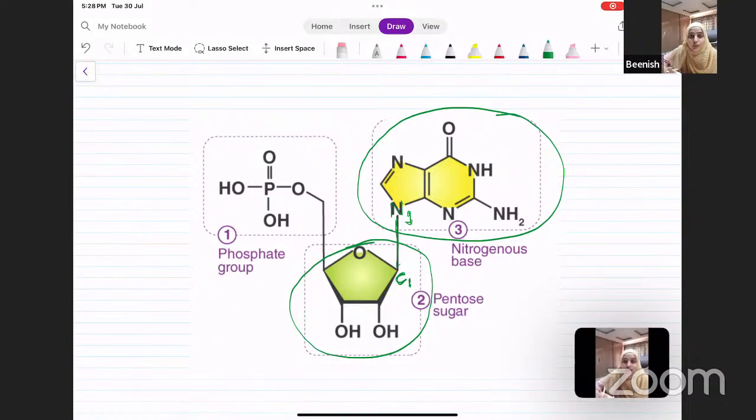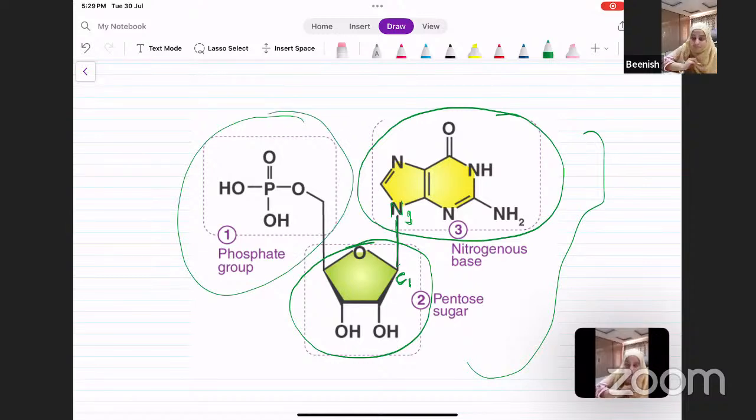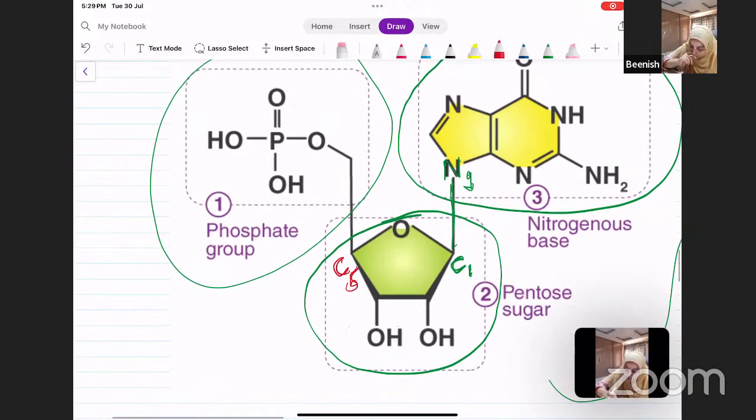And this is forming a nucleoside. Now this nucleoside, as you can see, is tied to a phosphate group here. How is it tied? This is the carbon 5 in the pentose sugar. So the carbon 5 of pentose is attached to a phosphate. Since this is just one phosphate, this is the monophosphate.